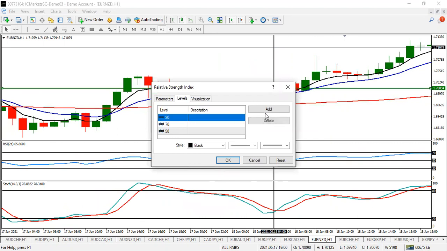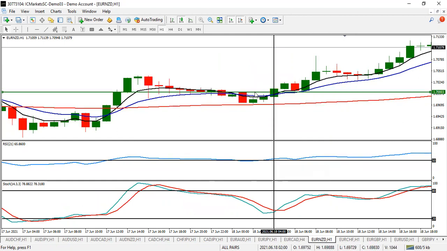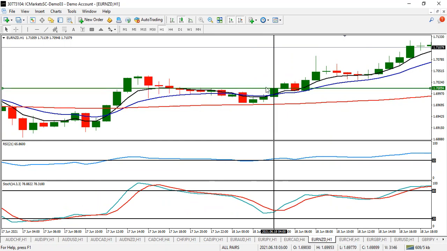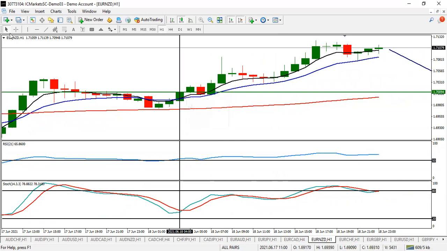Let me remove the 30 so that you guys can see it clearly. So RSI is also above the 50 line. I hope you can see. So we take our trade after the close of this candle. After the close of this candle, you can see right after that, price went up around 110 pips. So we take our trade where we have this horizontal line.